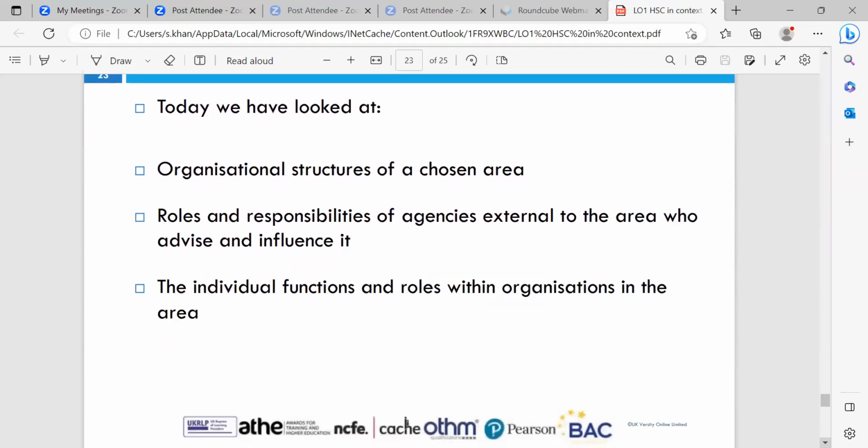So today we've looked at the different organisational structures of a chosen area. We've looked at the role and responsibilities of external agencies who advise and influence it, in regards to things like UNICEF. We've looked at the National Institute for Clinical Excellence. We've looked at the issue in regards to the World Health Organization and the importance of that. We've also looked at the different types of charities that provide things like Multiple Sclerosis Society, UNICEF, Barnardo's, the importance of these, why there's a need to have these charities. And sometimes, people set them up because it's a personal thing to them. So these charities are there to help individuals, maybe children, maybe elderly.